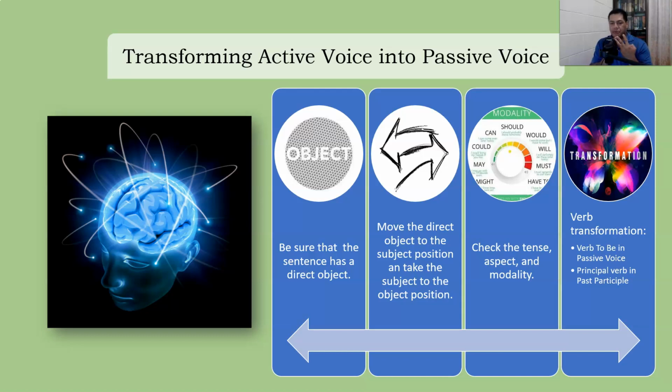That's number 2. Number 3, you need to check that the verb, tense, aspect, modality of the verb are the same. And the 4th aspect is this. You are going to use always a form of verb to be in the transformation into passive voice. The form of verb to be is going to correspond to the same form of the principal verb in active voice. And what is going to happen to the principal verb from active voice when you transform it into passive voice? Well, what we are going to do is to use the past participle of that verb.